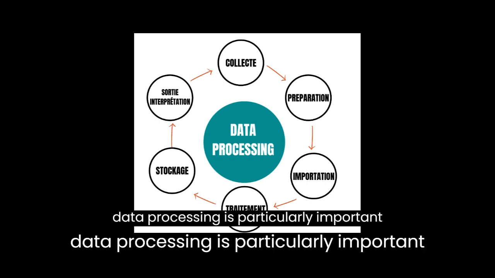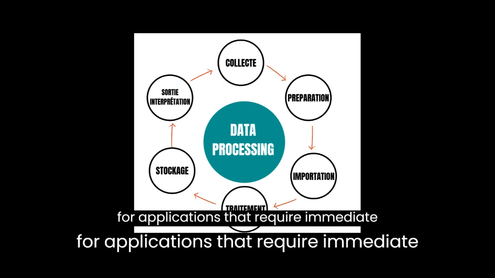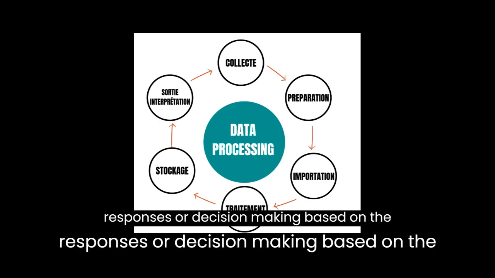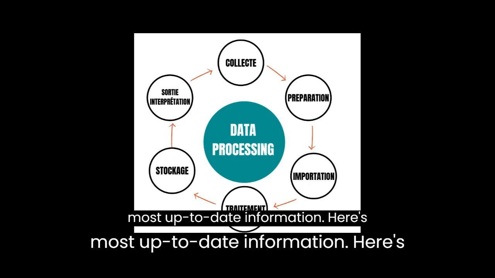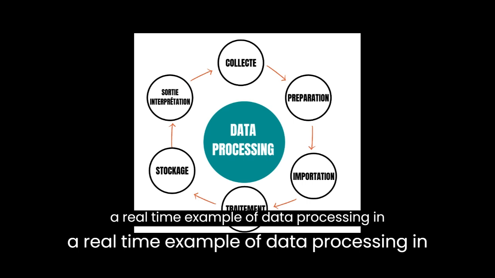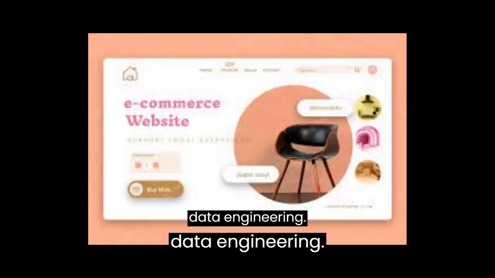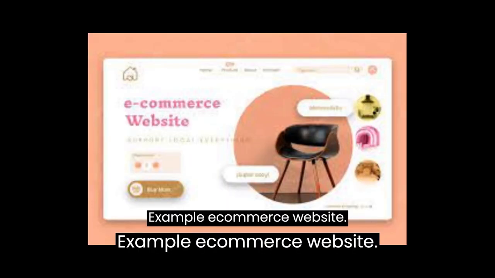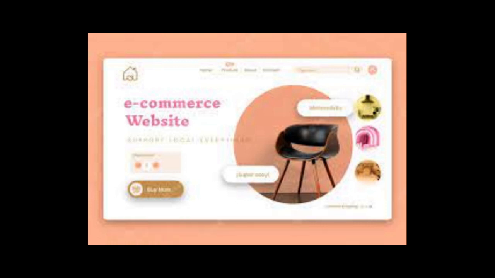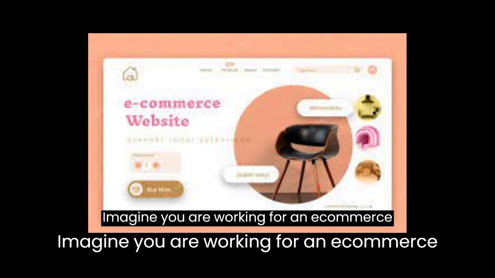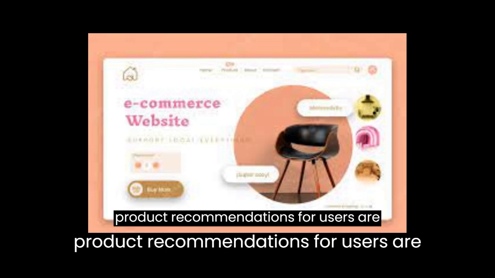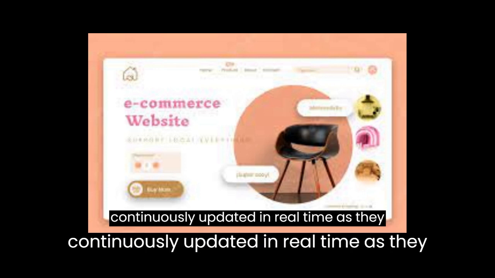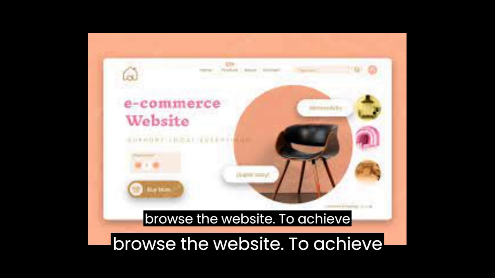Real-time data processing is particularly important for applications that require immediate responses or decision-making based on the most up-to-date information. Here's a real-time example of data processing in data engineering. Example: e-commerce website. Imagine you are working for an e-commerce company, and your role is to ensure that product recommendations for users are continuously updated in real time as they browse the website.